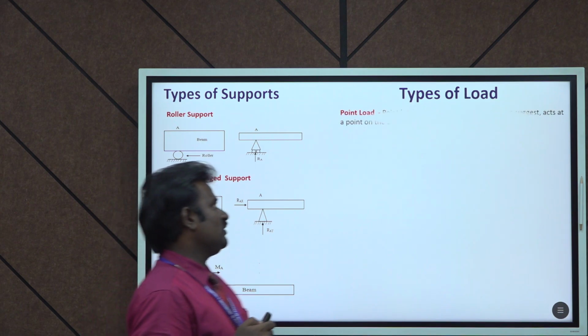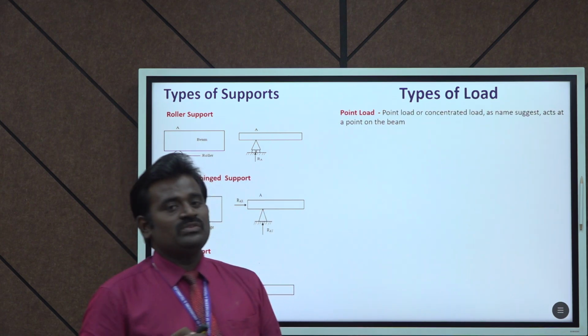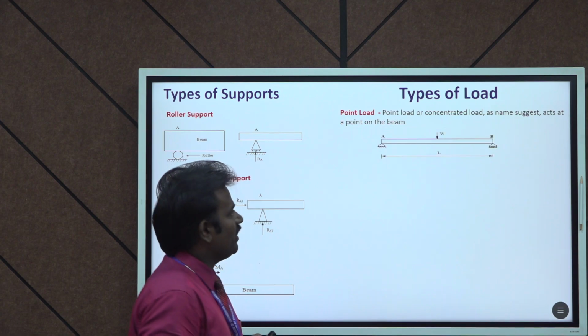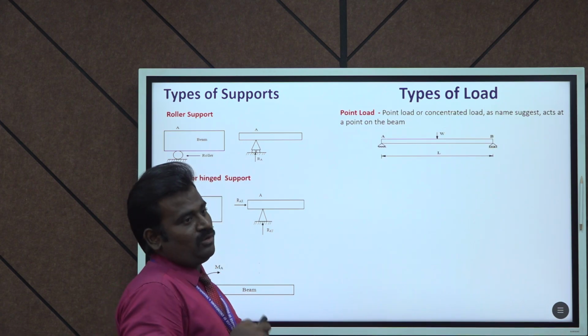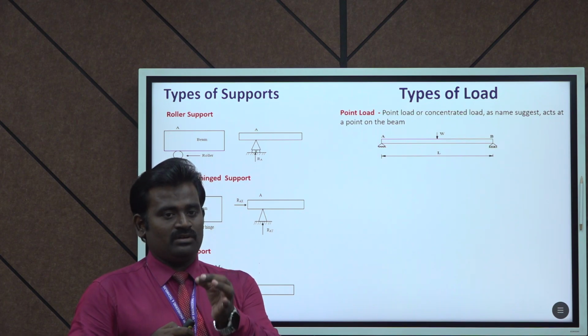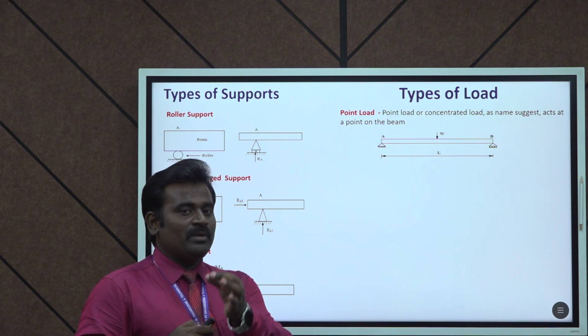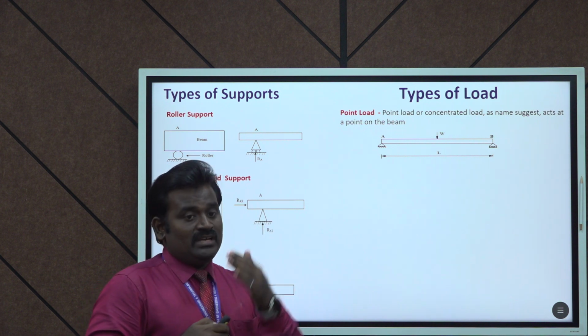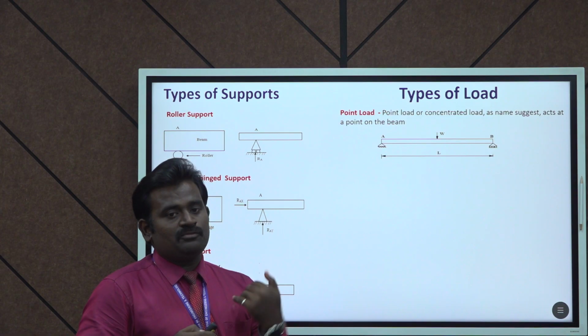Then types of load. There are three types of loads acting on the beam. The first one is the point load, or concentrated load. Point load means the load is acting at a particular point of the beam, a particular point of any section of the beam. It is known as the point load. In a beam, n numbers of point loads can act.